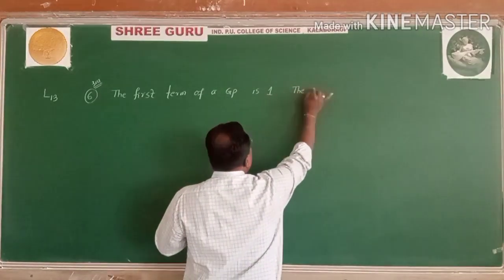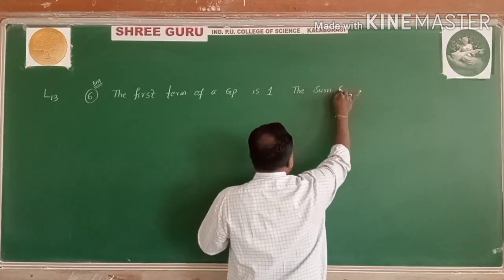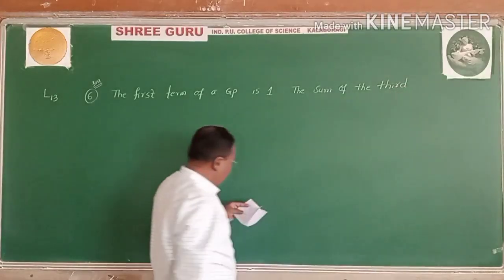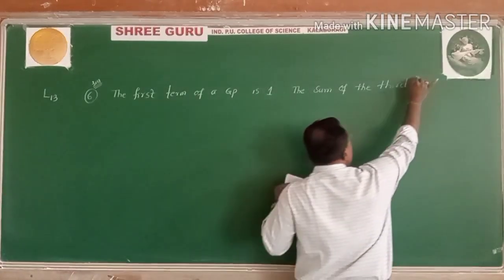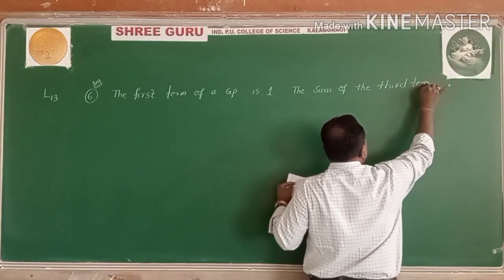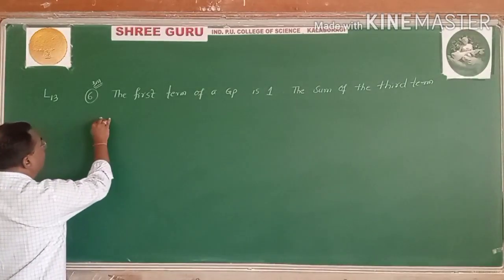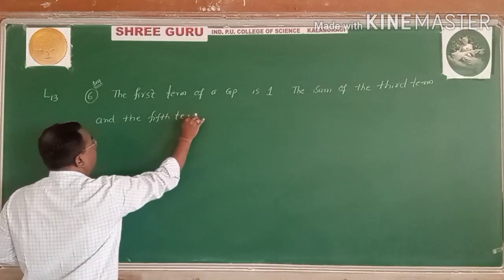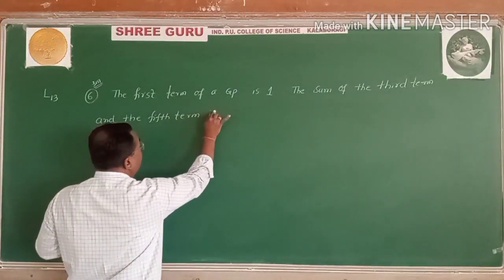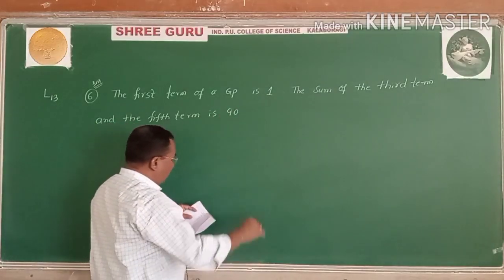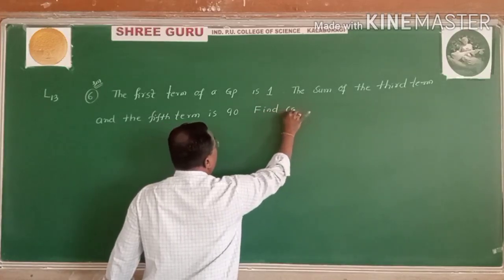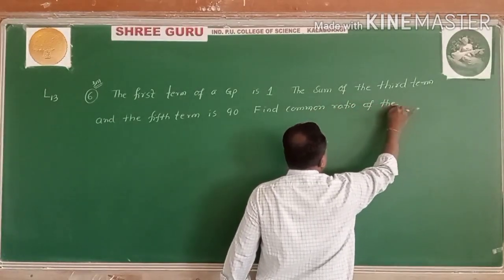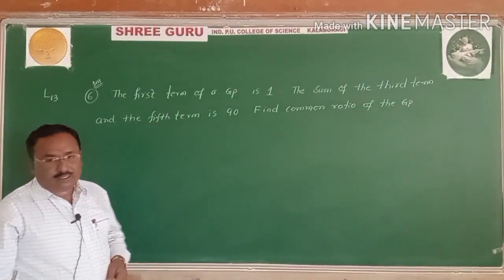The sum of the third term and the fifth term is 90. Find the common ratio of the GP.